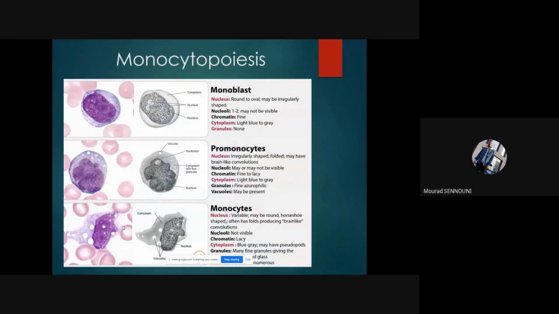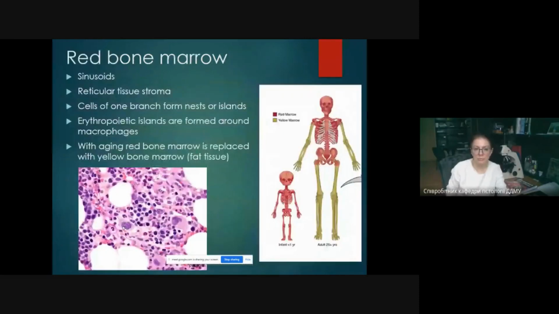What I don't understand is sinusoids, or the type of capillary. Yeah, exactly. Let's talk about them. Actually, red bone marrow is given in your timetable before the topic of blood vessels. So blood vessels will be considered at the end of the semester.